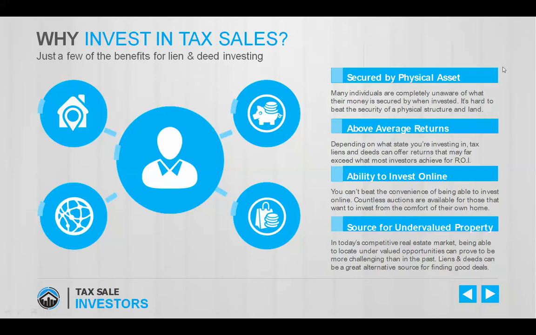For me, again, we're going to talk tax sales versus some of the other type of investment vehicles that are out there. But in my opinion, if you are a high rate return type of investor, the great thing about tax sales, tax liens specifically, is that they are secured or backed by a physical asset. It just helps me to know that there's actually a physical asset or structure, something tangible behind that lien as an asset or collateral, if you will. Above average returns: depending on what state you're investing in, tax liens and deeds can offer returns that may far exceed what most investors achieve for an ROI.